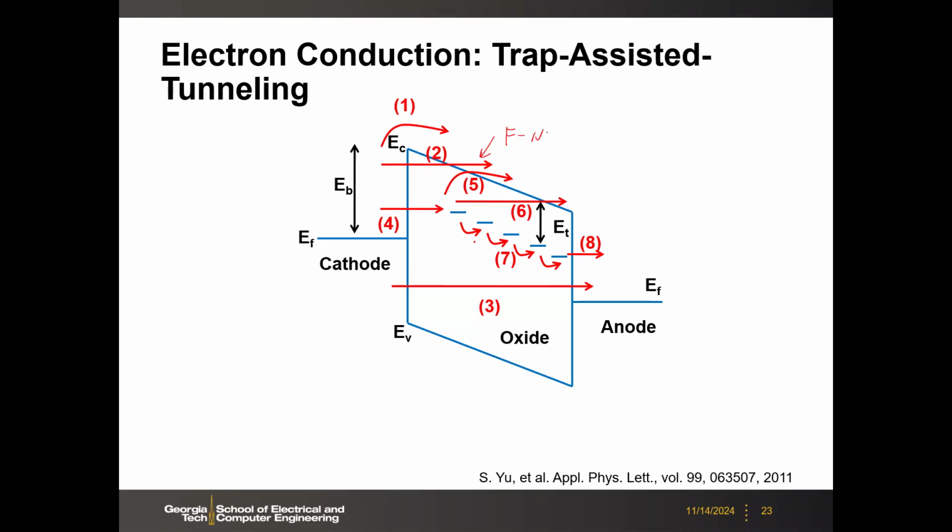And then here, but what is here? The FN tunneling is not the dominant mechanism. So what is dominant here is this one. Because you have so many oxygen vacancies, the electrons use them like a stepping stone to go across the oxide. So here you have this trap-assisted tunneling. The number 7 is trap-assisted tunneling. Okay, this is a major conduction path.